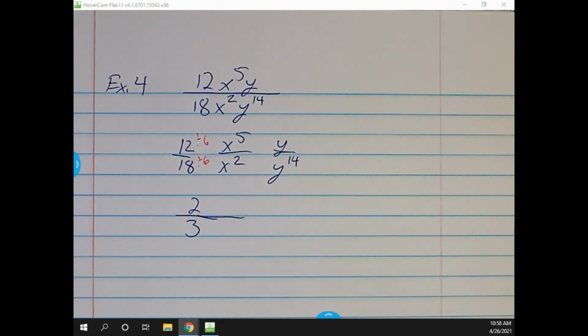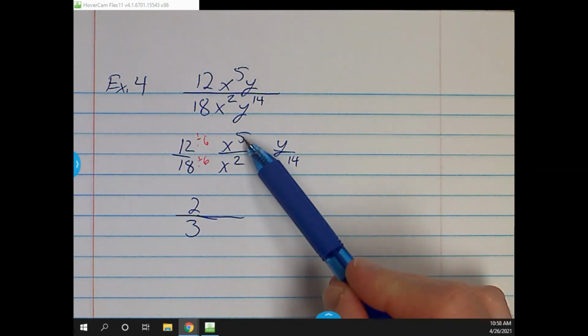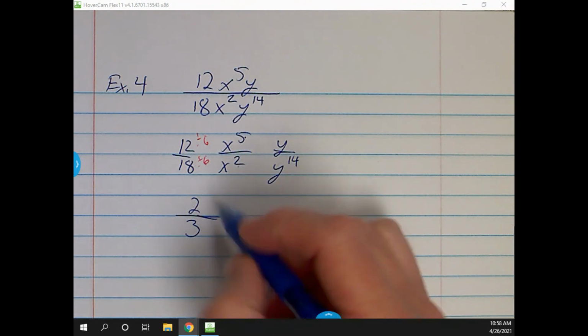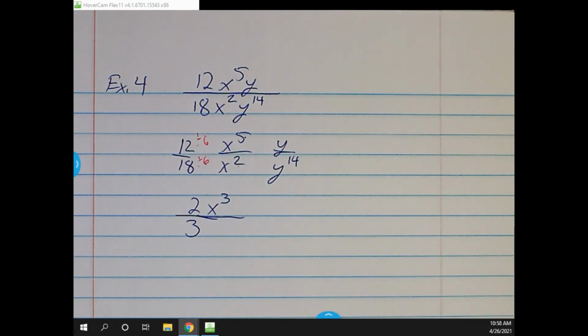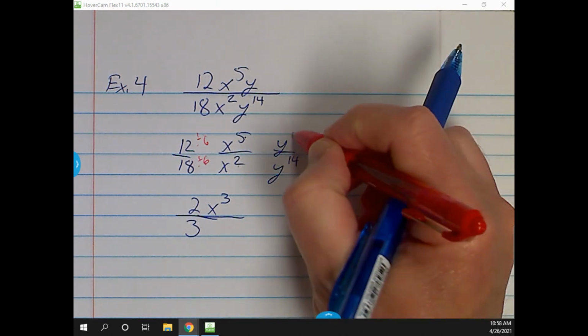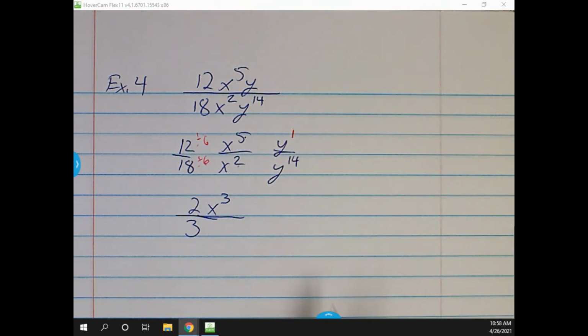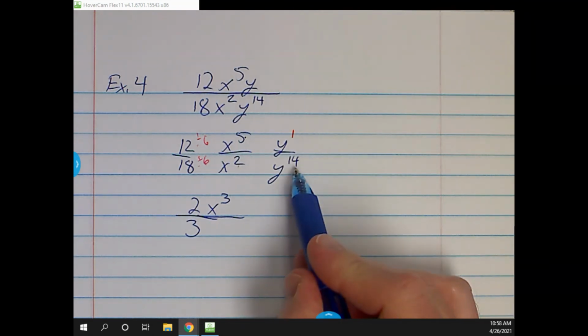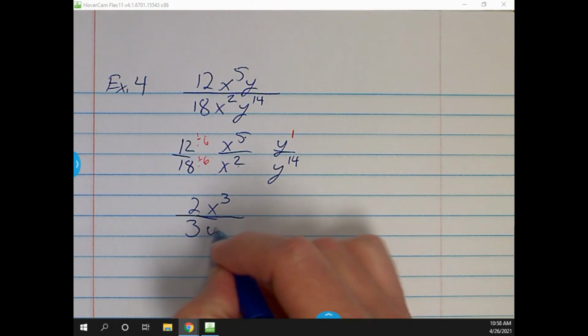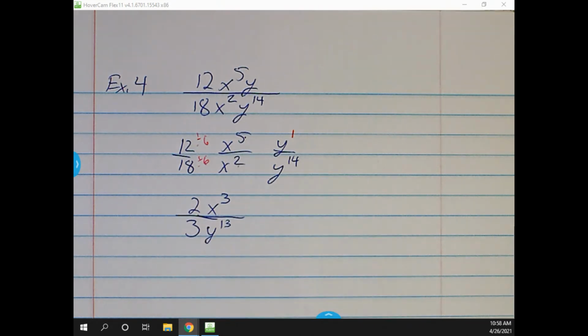All right, with the x's, subtract 5 and 2, that's going to be 3. Since the bigger power is on top, you put the bigger number on top. Put the leftovers on top. And the only thing you have to do with the y's is just remember that y by itself, there's technically 1 there. So you're going to do 14 minus 1, which is 13. Bigger exponents on the bottom, so your leftovers have to go on the bottom, so it'll be y 13th on the bottom.